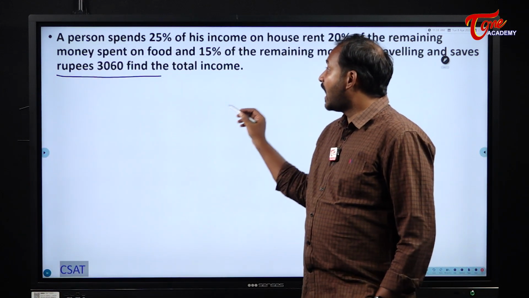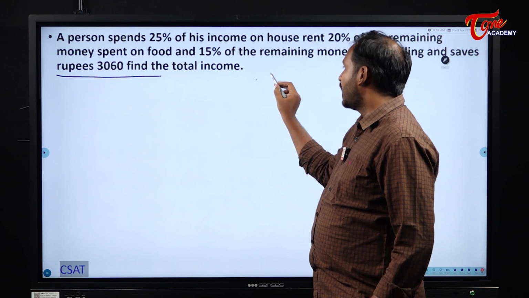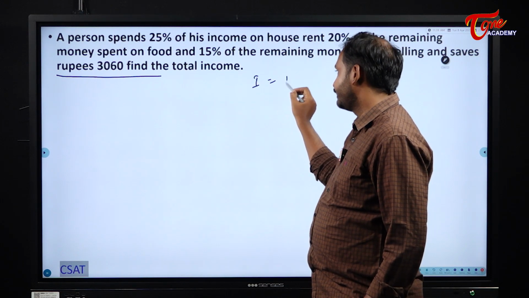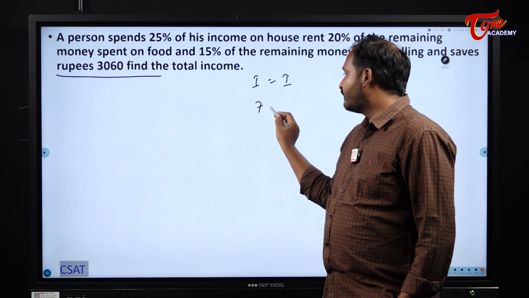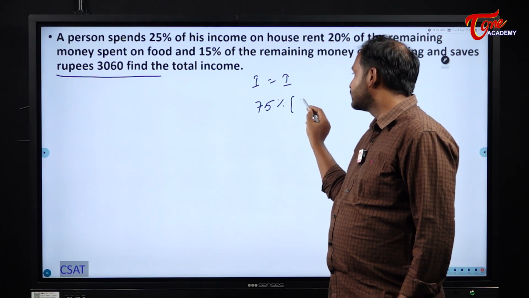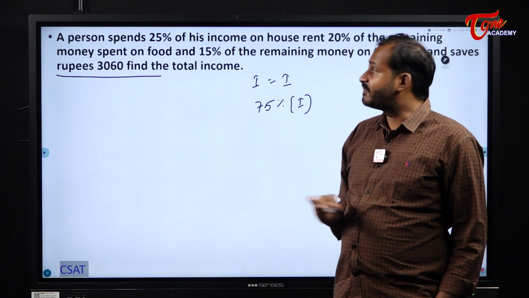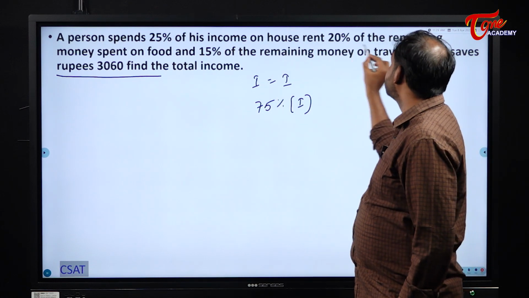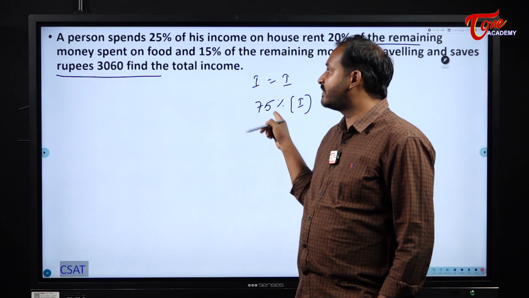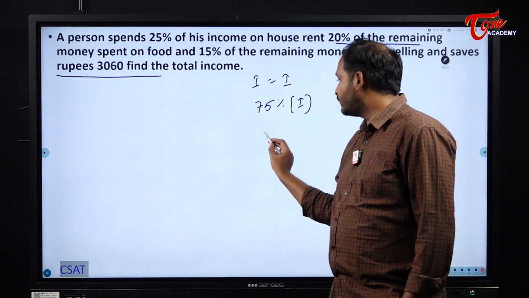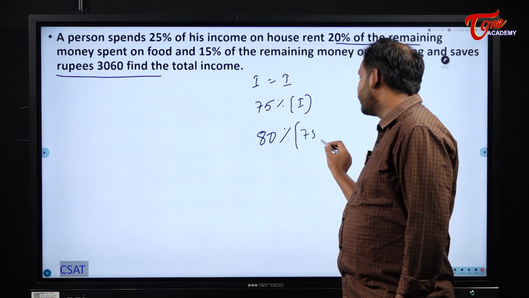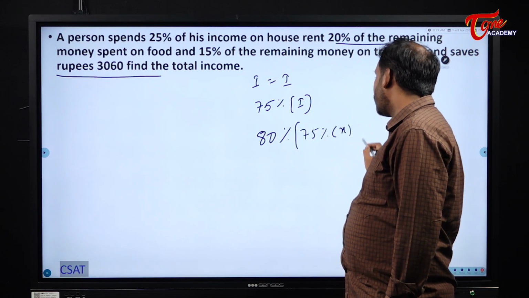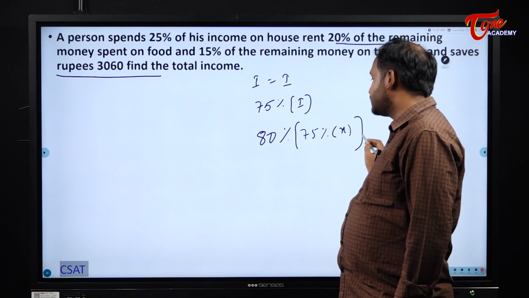Now see here, assume that his income is some X. After paying house rent, he will be left with what? 75% of his income, right? Why? Because 25% is spent on house rent. Next, 20% of the remaining is spent on food, which means he will be left with 80% of this money. So 80% of 75% of X. Okay, after spending on food, he is left with this money.